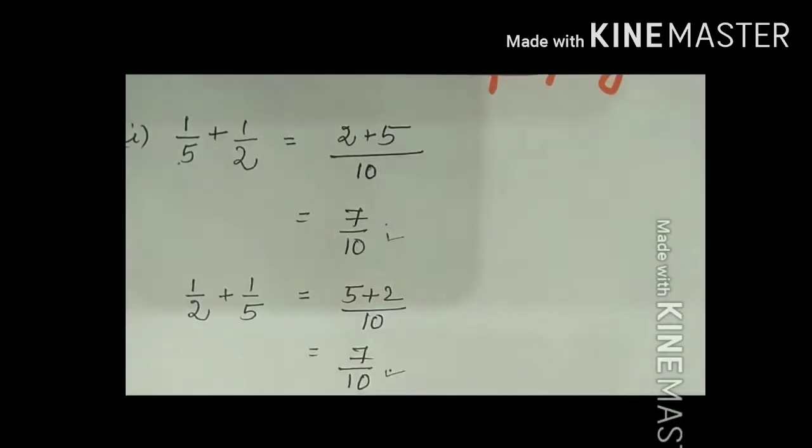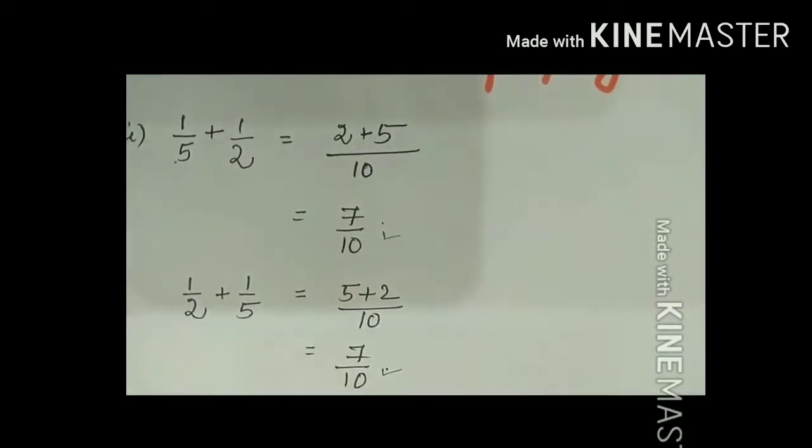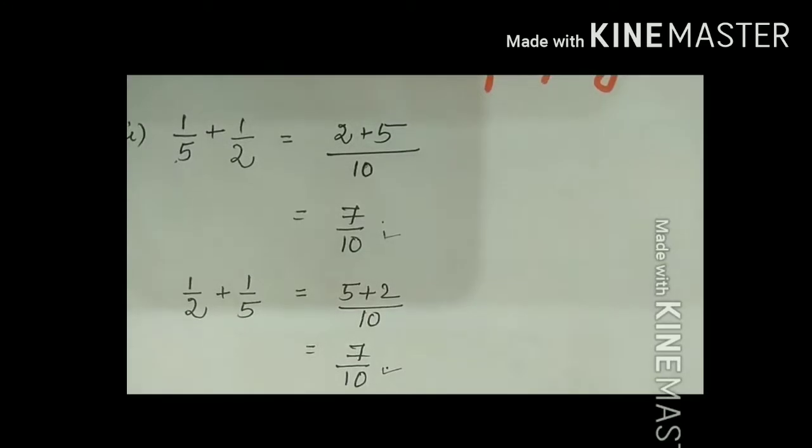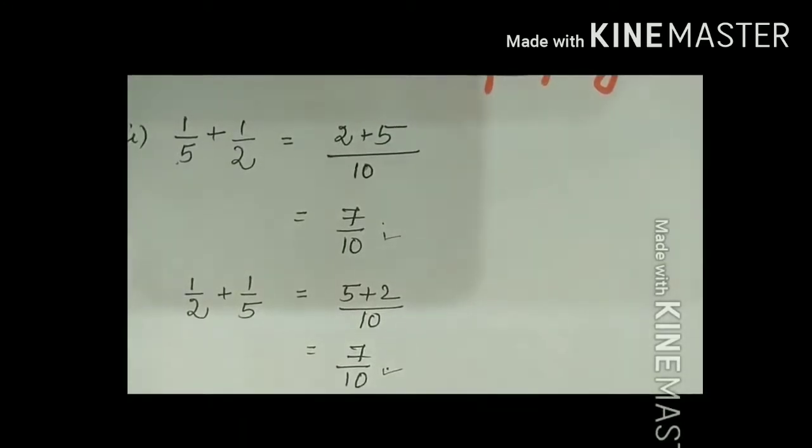So what's the conclusion? If you add two rational numbers in any order, the result will be the same. This is exactly the commutative property. So you can add any two rational numbers in any order, and the result will be the same. This is what is called the commutative property. So I'll take another example.